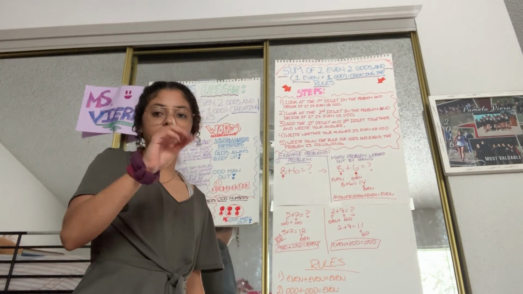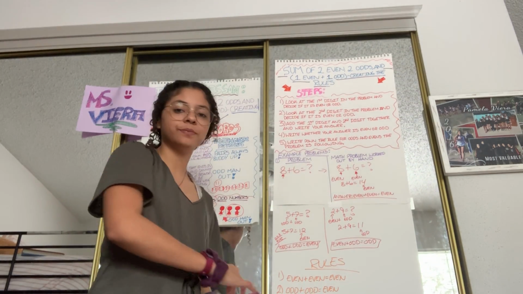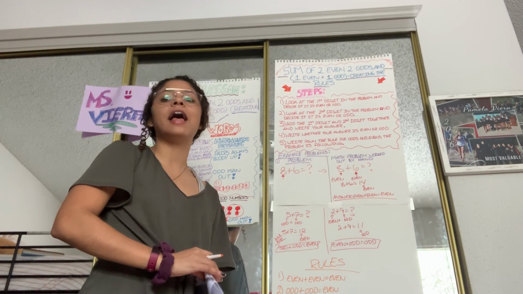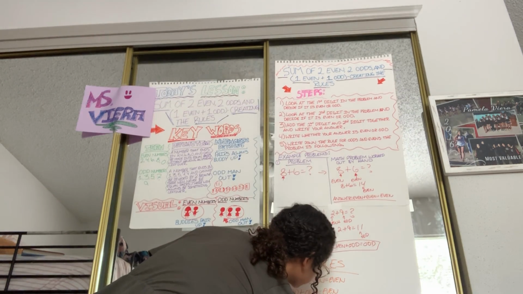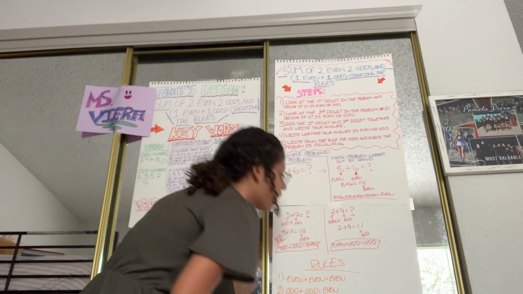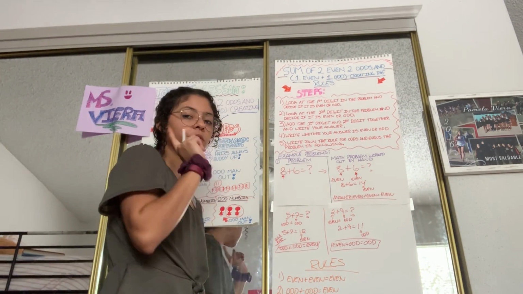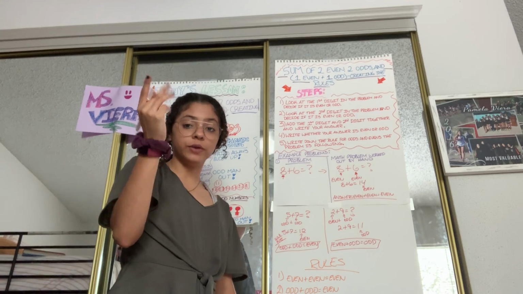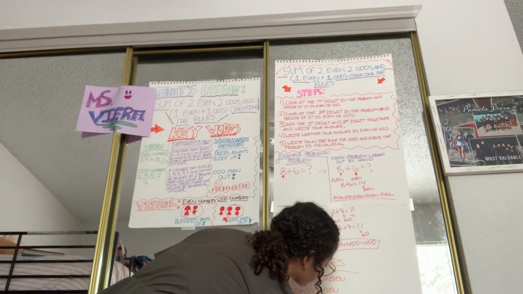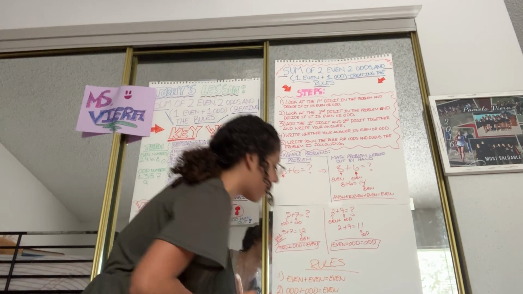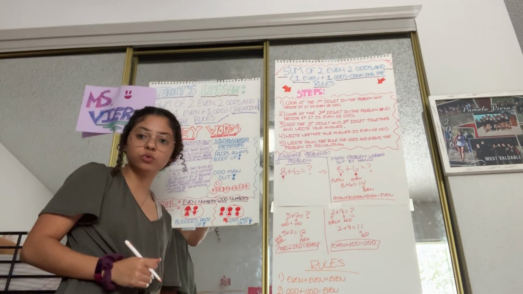No, not another even number. We already got that rule. What's the other one? An odd number. Yes, when we added an odd number. And what was our answer? When we added an even plus an odd, what did we get? We got an odd number. Correct. Good job. So those are our rules.